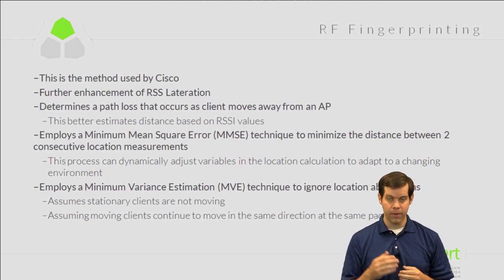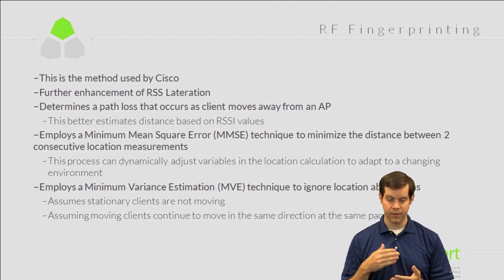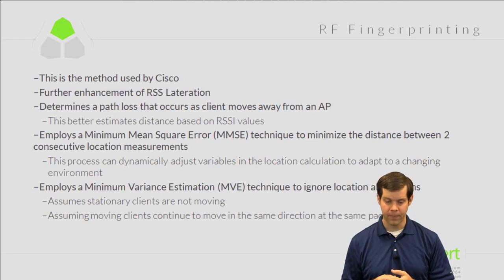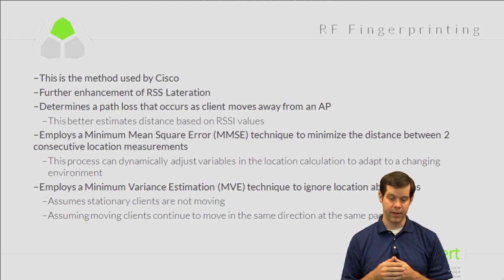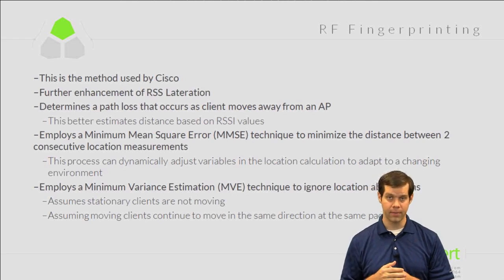A few other methods that I use to increase the accuracy and precision. So there's this thing called a minimum mean square error technique. And this is used to minimize the distance between two consecutive location measurements. One of the benefits that this can bring is that it can dynamically adjust variables in that location calculation, whether it's the path loss or there's a few other variables in there. It can adjust those over time so that as things change in the environment, it can still try to keep that accuracy and precision up. So it actually adapts to a changing environment as opposed to just being a static point in time.